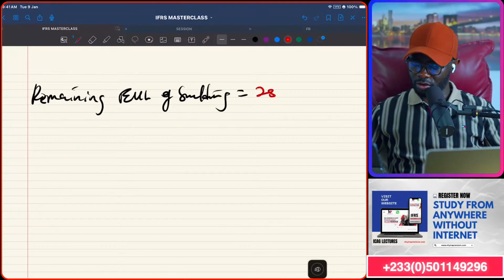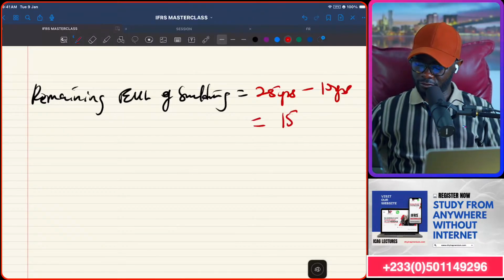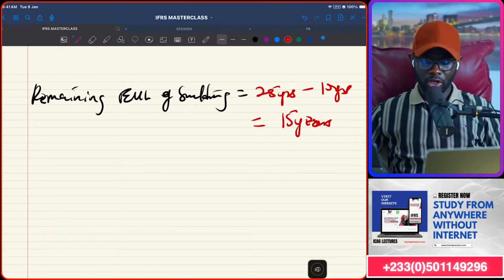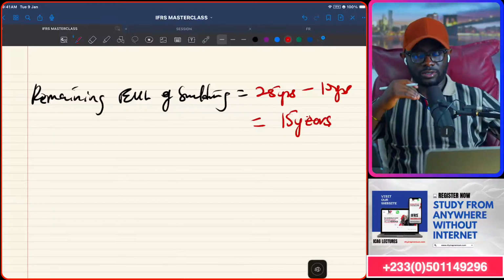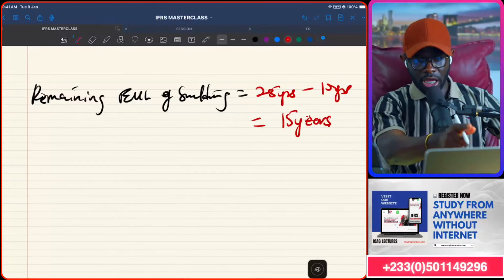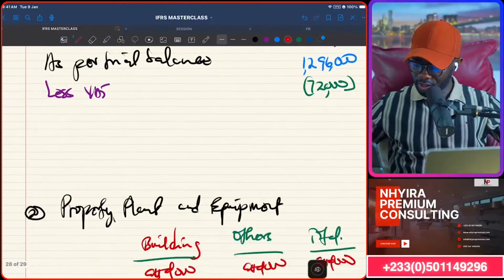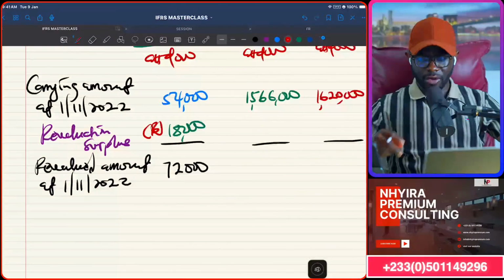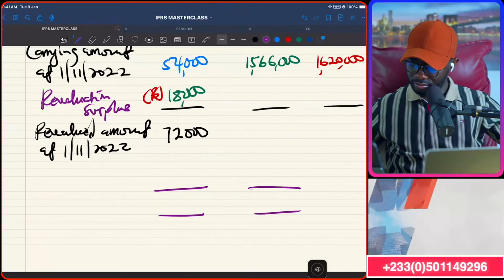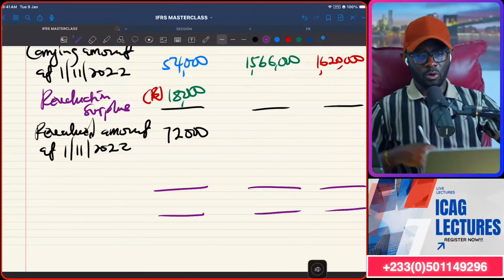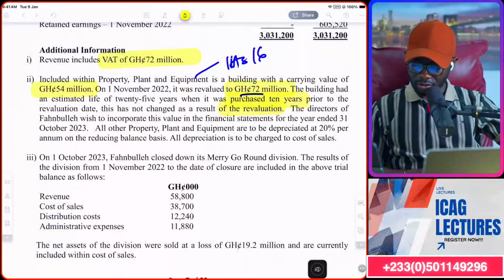It has 25 years. It was bought 10 years ago. So we're left with 15 years. So now from 1st November 2022, that the asset was revalued, we will now depreciate it over the remaining economic useful life of 15 years. Because remember, once an asset is revalued, depreciation is charged using the revalued amount over the remaining economic life of the asset. So let's continue. I'll come back to that.